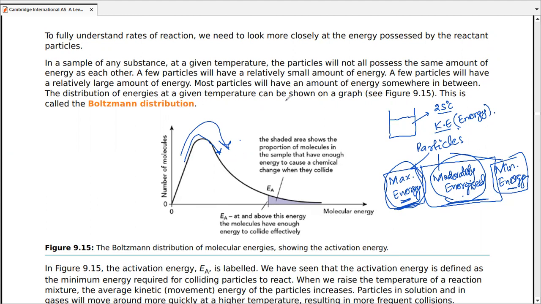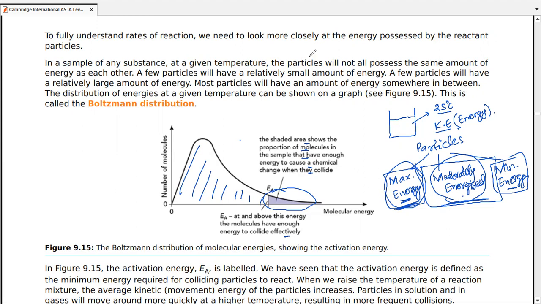The distribution of energies at a given temperature can be shown by this graph. Now, for this graph, I'm going to erase this. For this specific graph, this is the number of molecules and this is the activation energy. At and above this energy, the molecules will have enough energy to collide effectively, that means converted into products. So this shaded area shows the proportion of molecules in the sample that have the energy to cause a chemical reaction when they collide. And if you take a look at this whole thing, everything under this region counts as a very small portion of it, which can be converted into products.